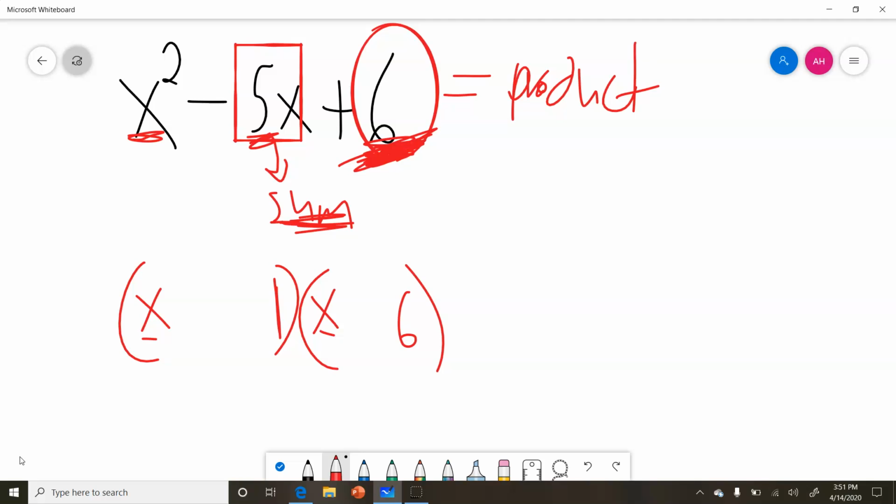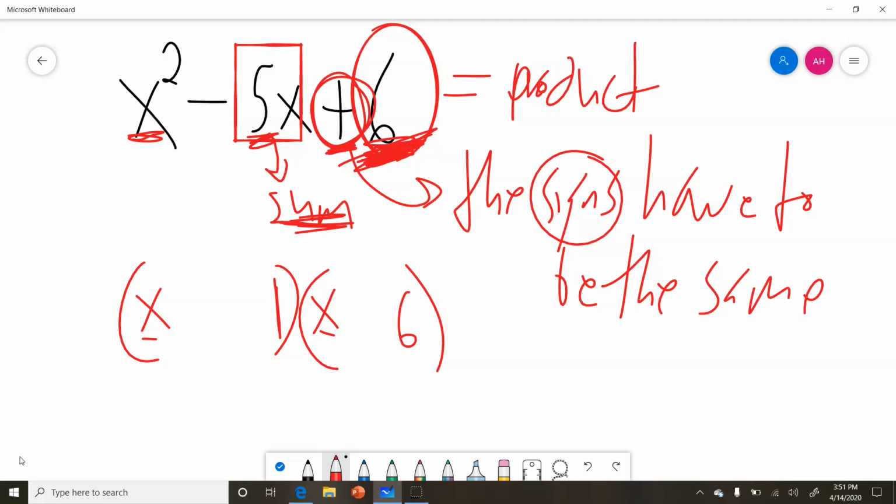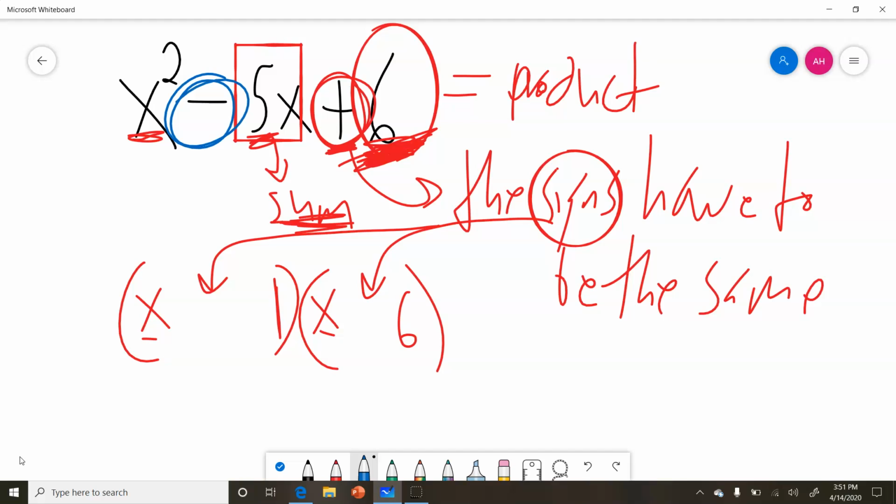So let's try our signs. If it is a positive sign right here, that means the signs have to be the same. Which signs? These signs right in the middle have to be the same. Well, this one over here that I'm going to circle in blue is a negative. The only way we can get a negative number by adding is if they're both negative. So let's try both negative.